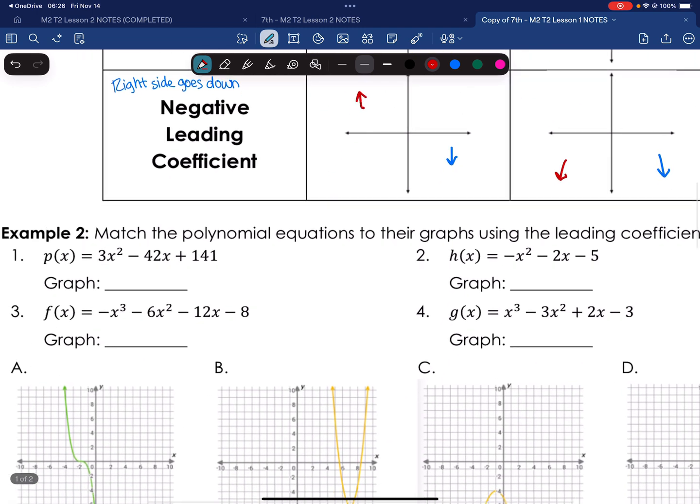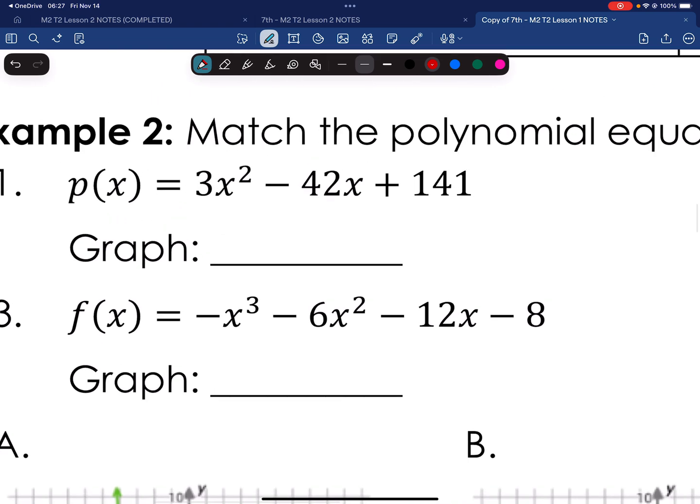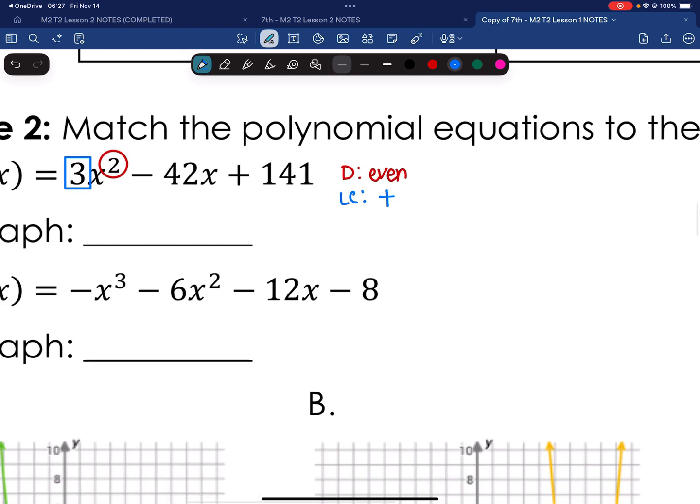So in example 2, it says match the polynomial equations to their graphs using the leading coefficient test. So here we go. First thing we want to identify is what is our degree. Our degree in this case is 2, so our degree is even. Then we look for our leading coefficient. Our leading coefficient is 3. 3 is a positive number. So we have an even degree with a positive leading coefficient.